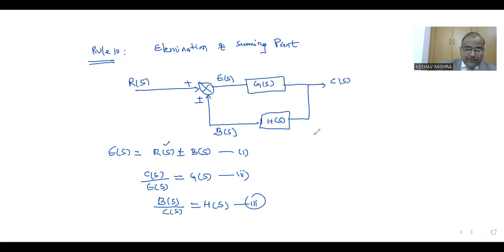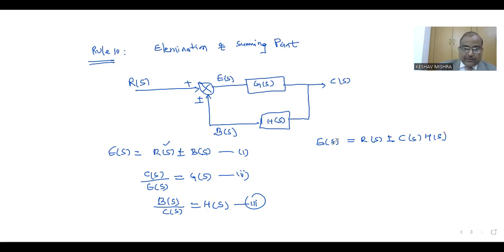So from equation 1, E(s) is equal to R(s) plus or minus D(s). D(s) is equal to C(s) into H(s) from equation number 3. So this is C(s) and H(s).